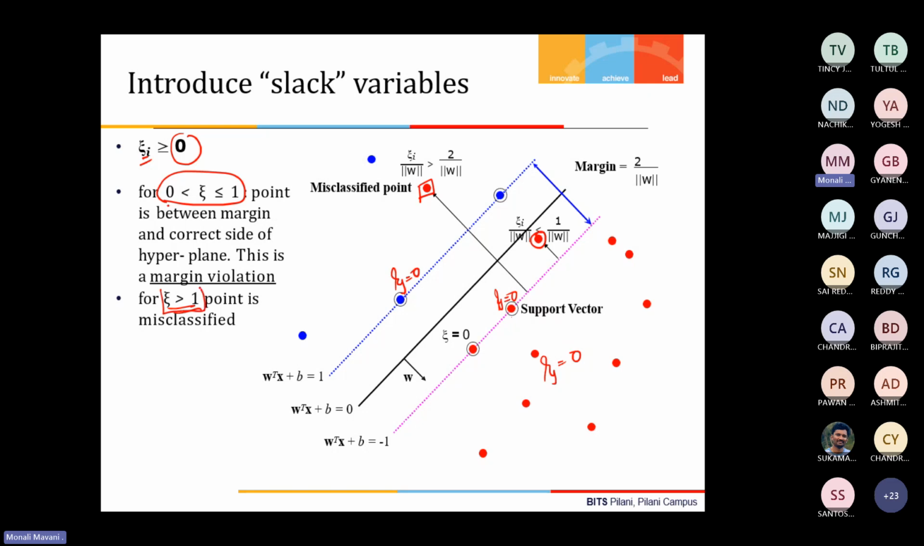So this value will tell us whether that point is on the correct side of the margin or the wrong side. If the value of the slack variable is between 0 and 1, then those points are within the margin, but on the correct side of the decision boundary, like point number 1. And point number 2, its slack variable value would be greater than 1, as it is on the other side of the decision boundary. So this is how the notion of the slack variable has been introduced.